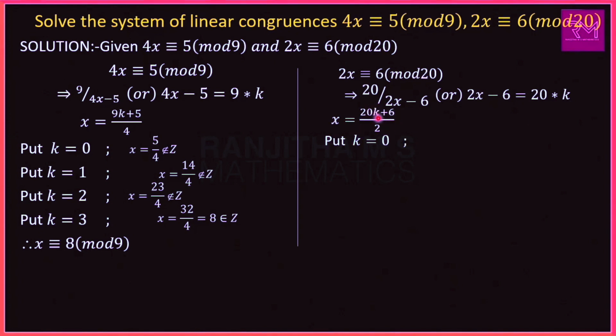If we substitute k = 0, 20 into 0 is 0, plus 6, by 2. Therefore 6/2 is 3. Hence x = 3 belongs to the integers. Therefore, we can take the solution as x ≡ 3 mod 20.